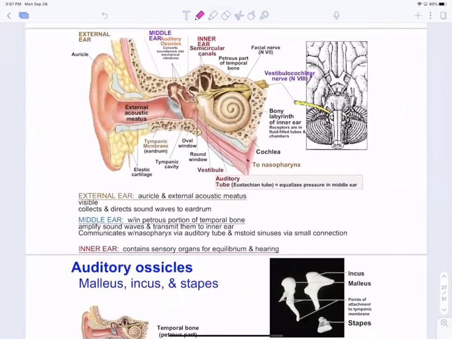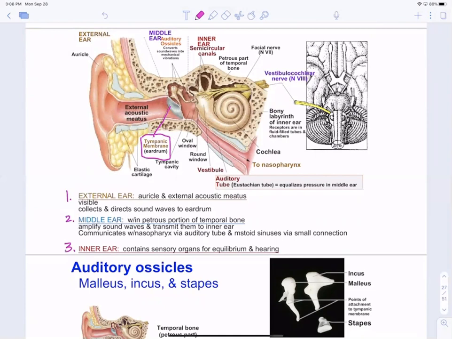Okay, hearing. There are three distinct parts of your ear. The first one is the external ear, and that includes the auricle and the external acoustic meatus, which is the canal. Then you have the middle ear, and then you have the inner ear. The middle ear is separated from the external ear by the tympanic membrane. We sometimes call that the eardrum. It completely seals off the external auditory canal from the middle ear.